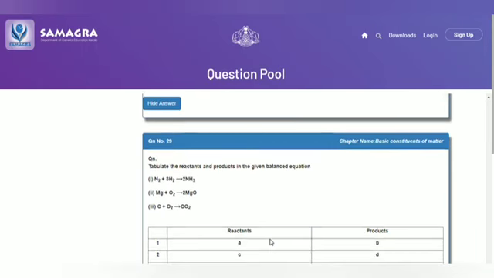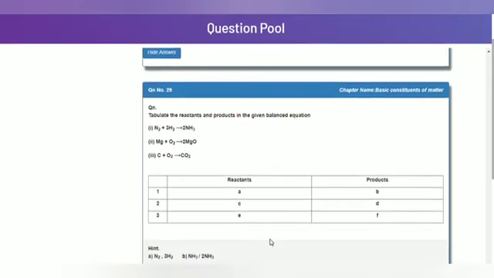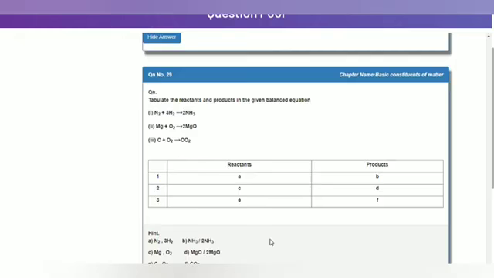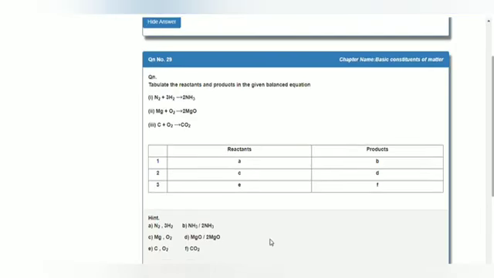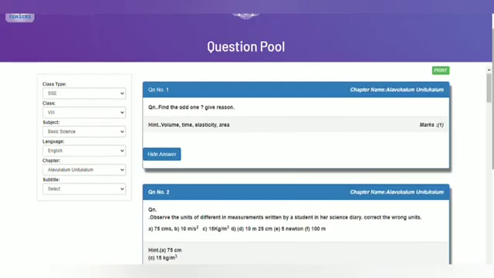Tabulate the reactants and products in the given balanced equations. N2 plus 3H2 gives 2NH3. Reactants are N2 and 3H2. Product is ammonia, NH3. Second one, Mg plus O2: reactants are Mg and O2, and the product is MgO or 2MgO. Then carbon dioxide: reactants are carbon and oxygen, and the product is CO2. Next are the 5th chapter questions.